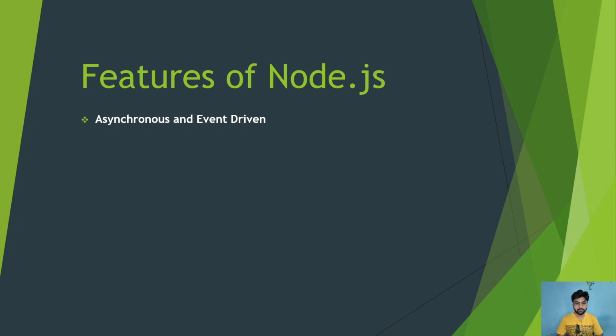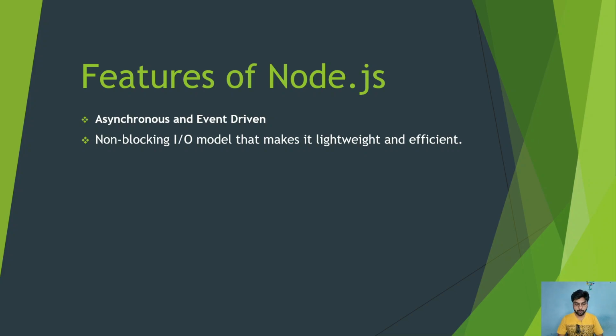Asynchronous and event-driven. What is asynchronous? Asynchronous programming is a way of writing code that allows multiple operations to run in parallel without blocking the main thread. Non-blocking input-output that makes it lightweight and efficient.